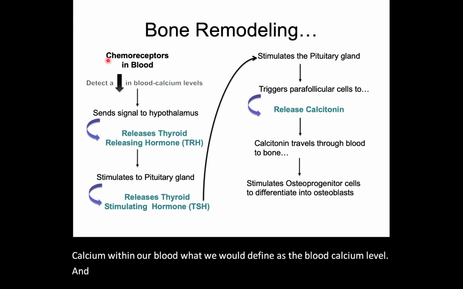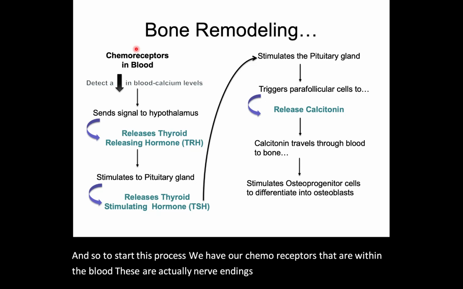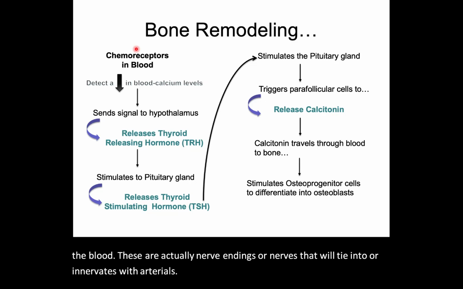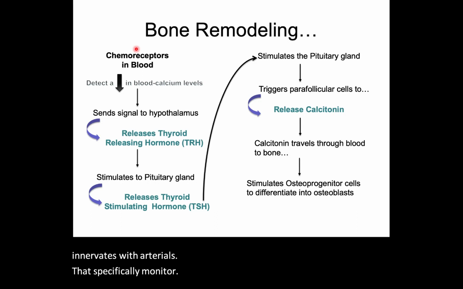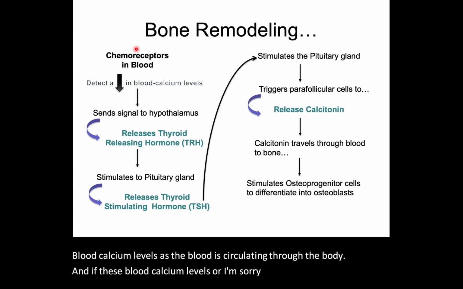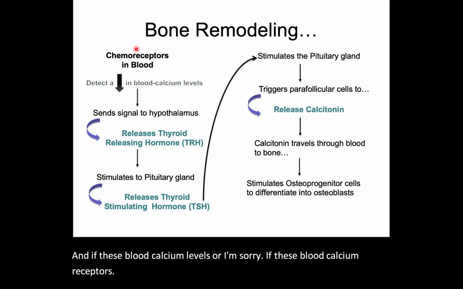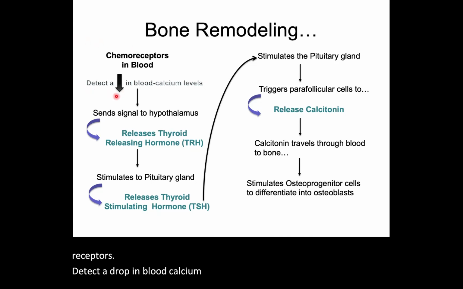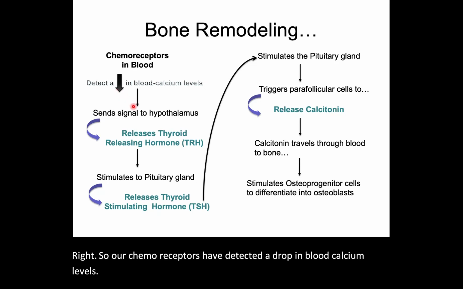To start this process, we have our chemoreceptors within the blood. These are actually nerve endings or nerves that will tie into or innervate arterioles that specifically monitor blood calcium levels as the blood is circulating through the body. And if these blood calcium receptors detect a drop in blood calcium levels, and that's what you're seeing right here, then a signal is sent.